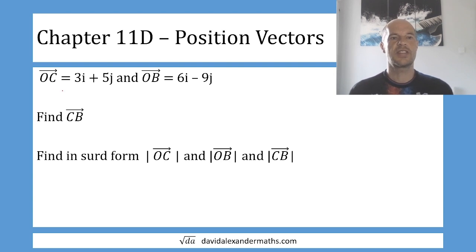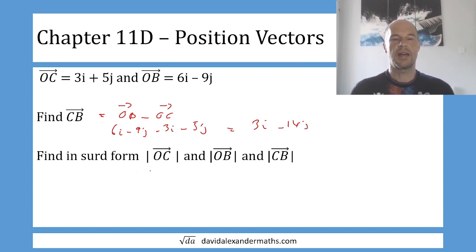Okay, so OC is 3i plus 5j and OB is 6i minus 9j. We want to find CB. The vector CB is the vector OB minus the vector OC. So OB is 6i take away 9j, and we're subtracting 3i and we're subtracting 5j. 6i take away 3i is 3i, and minus 9 minus 5 is minus 14j.